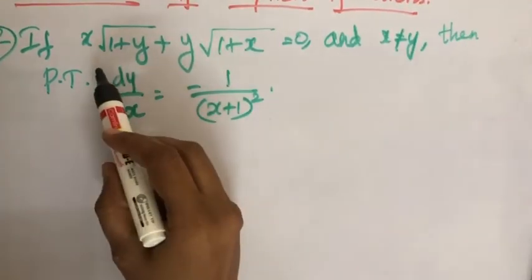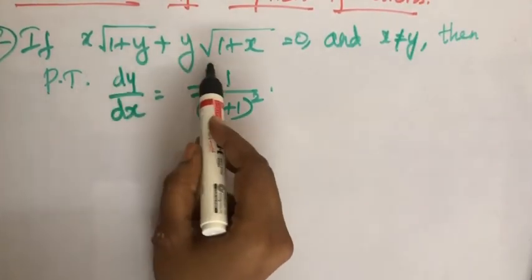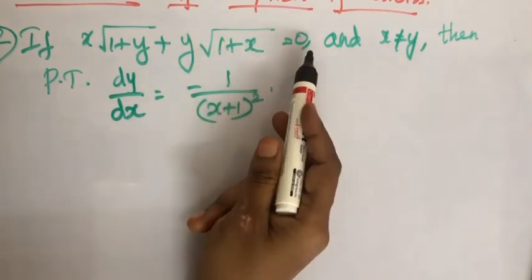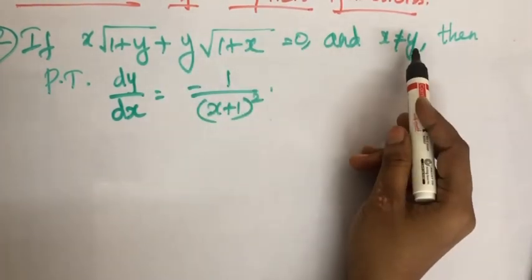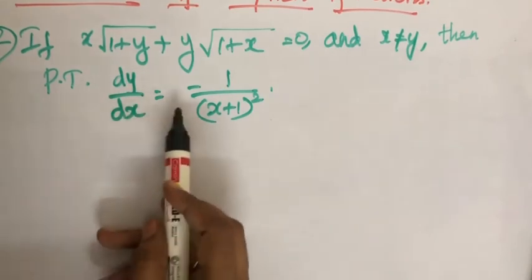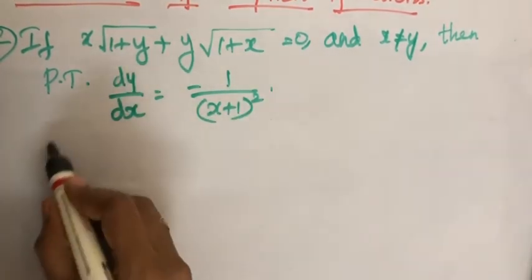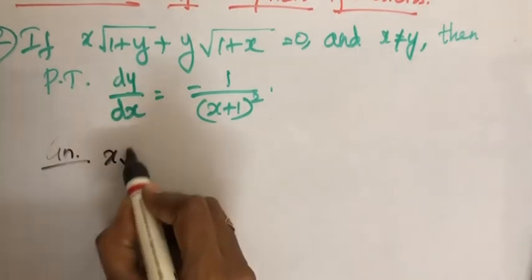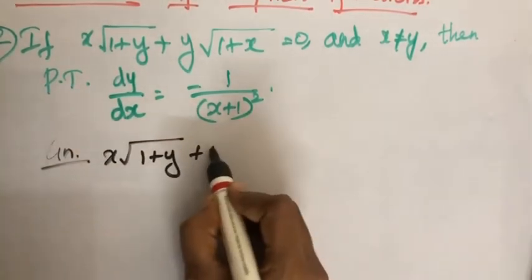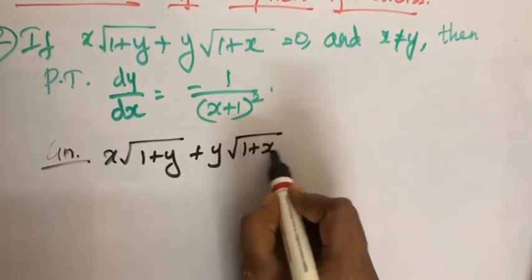If x square root of 1 plus y, plus y square root of 1 plus x is equal to 0, and x is not equal to y, then prove that dy by dx is equal to minus 1 divided by (x plus 1) the whole square. So, what is given? x square root of 1 plus y plus y square root of 1 plus x is equal to 0.